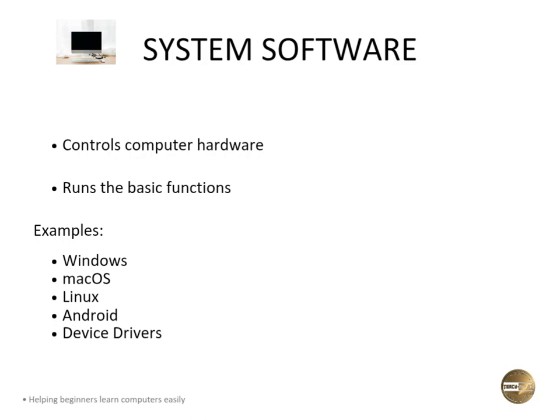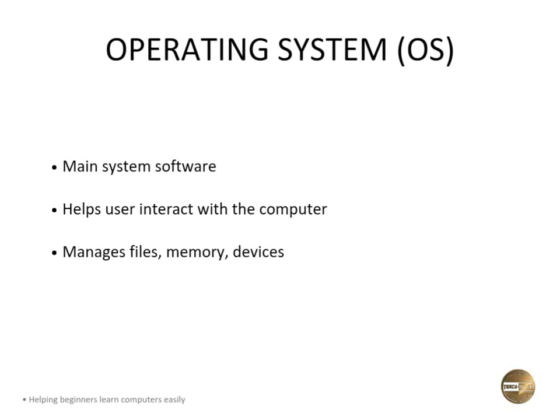System software controls the computer hardware. It makes the whole computer run smoothly. Examples: Windows, Mac OS, Linux, Android, drivers. Operating system is the main system software. It helps you interact with the computer.